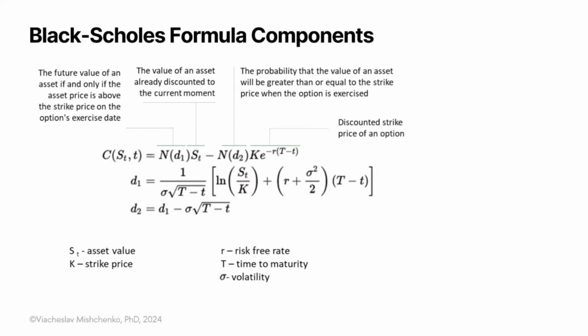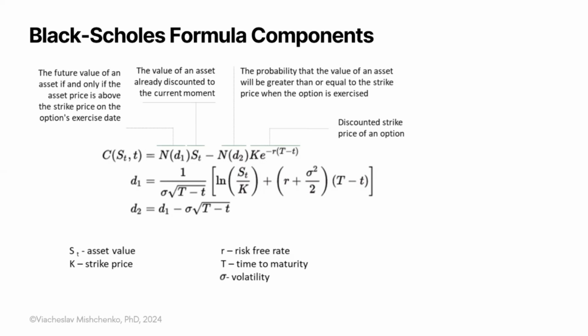So we won't derive it from scratch. Actually, it is not very complex, but not very simple. But let's break down this formula into the components. For example, S here, as you can see, is the current stock price. K is the strike price of the option. R is the risk-free rate.